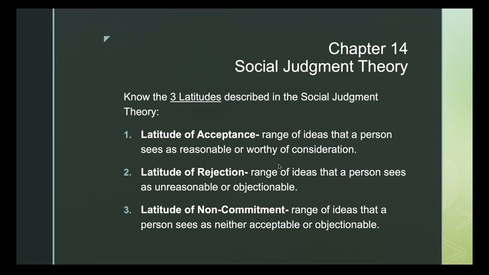So anything that you think about in your life that you automatically accept would fall into the latitude of acceptance. If you automatically reject something for whatever reason, based on your background, context, or past experience, that would be in your latitude of rejection. And if there's something that you have no opinion on whatsoever, or you just haven't experienced anything within that context before, you would probably be non-committal. You wouldn't have an opinion one way or the other, so that would fall into the latitude of non-commitment.